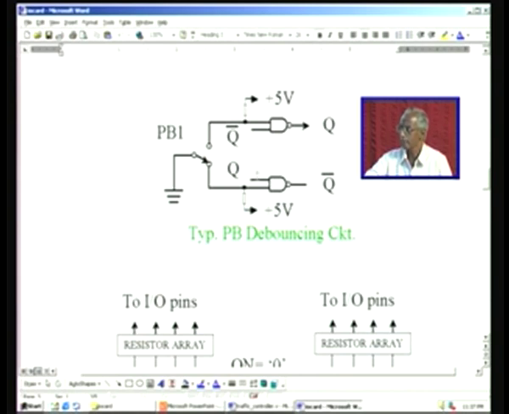So after this, we have 4 push button switches, and naturally each LS00 will have 2 packages, 2 such gates, and we need 2 such LS00. That is the reason why we saw in the layout earlier 2 ICs for 4 push button switches.